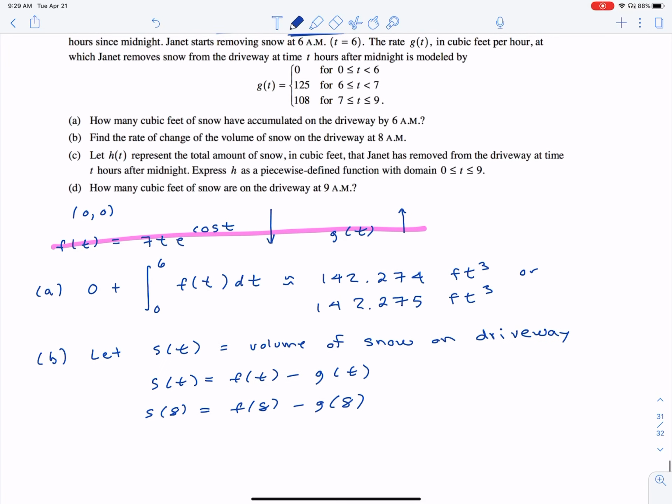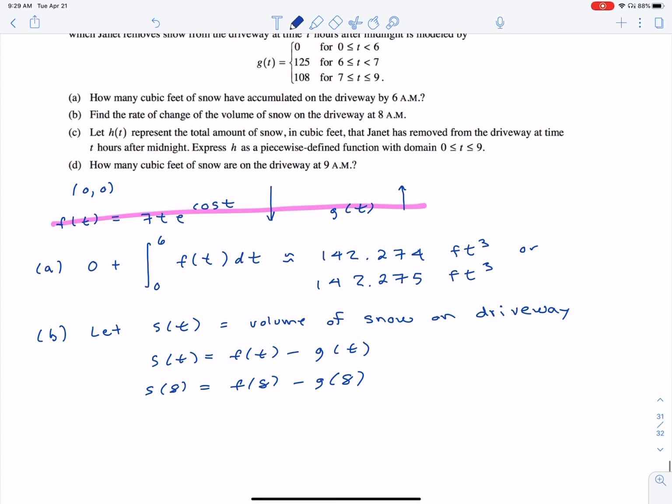And that's going to give me either, and again, you can use this, there's two different numbers here. You're going to get either approximately negative 59.582 feet cubed per hour, or negative 59.583 feet cubed per hour.